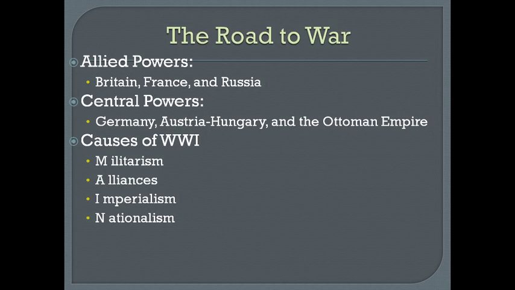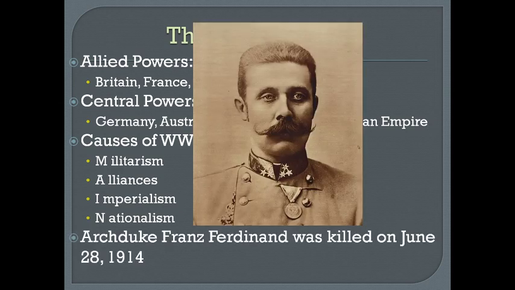Then we have I, which stands for imperialism. Imperialism is the drive by many nations to expand and kind of build what's best for their country. And finally, we have N, which stands for nationalism. And nationalism is just the pride that one nation has for themselves, which definitely leads to war and conflict as the nation wants what's best for themselves.